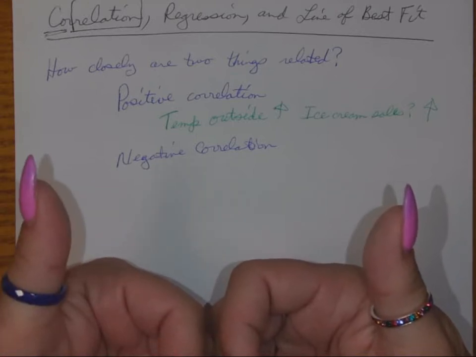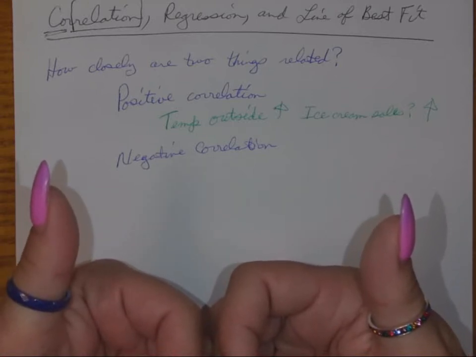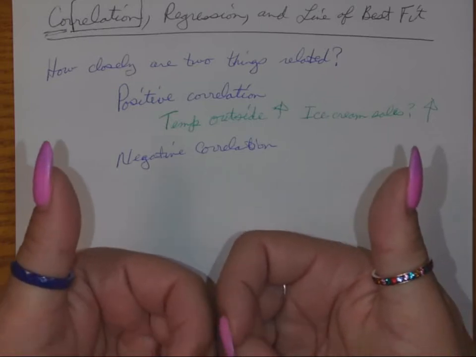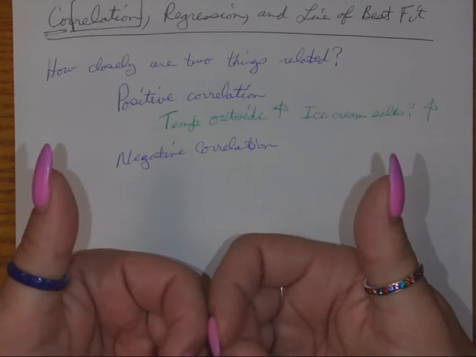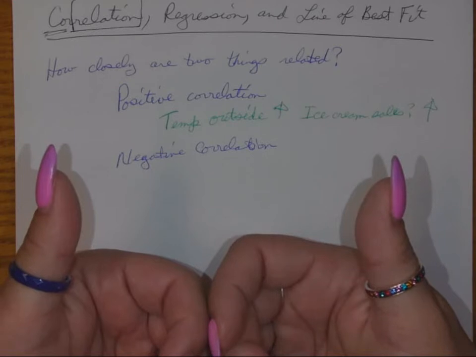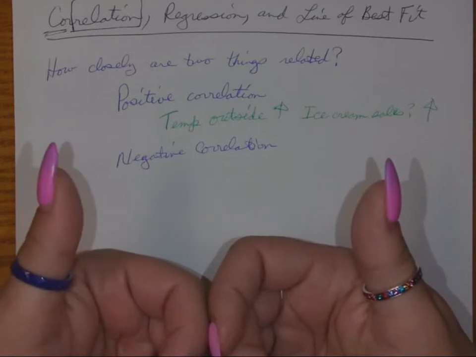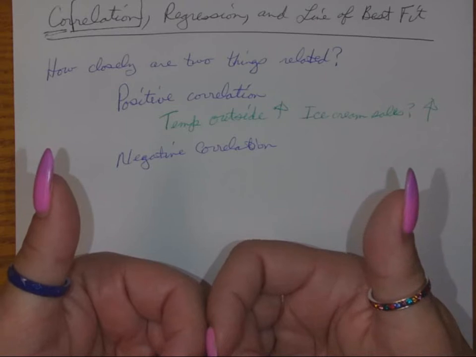Okay, so this is a positive. Maybe think slope of a line or something like that. This is a positive and this is a positive. And what I tell people is, you know, it's a positive correlation when they're both going in the same direction. Okay, so as the outside temperature goes up, the ice cream goes up.